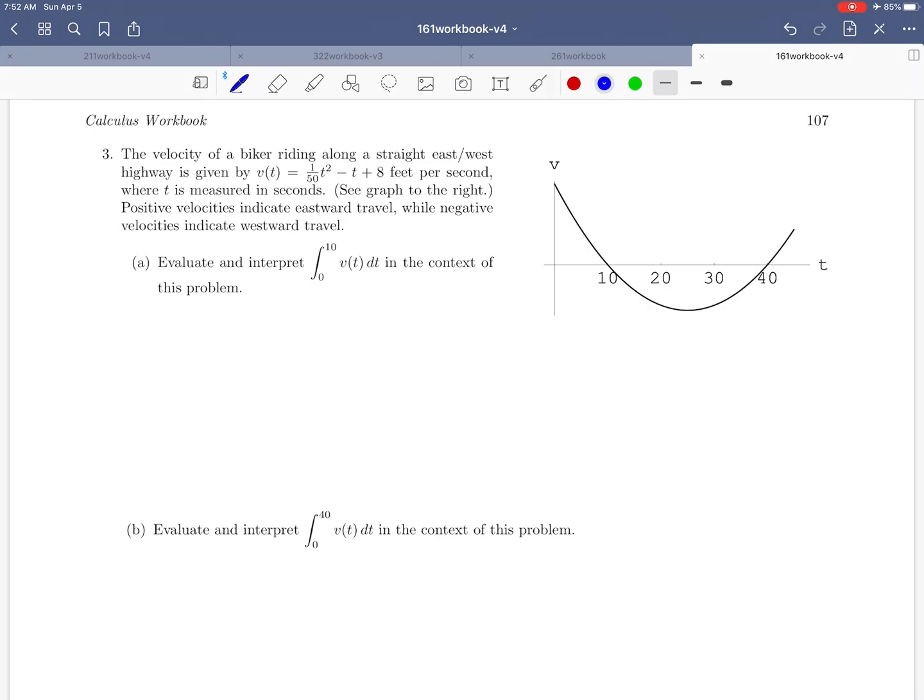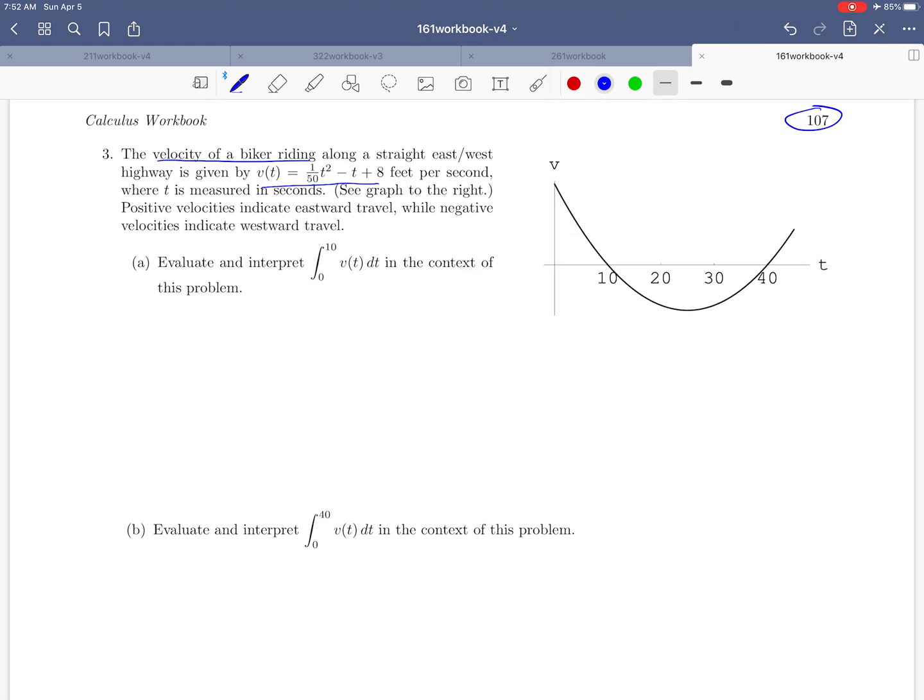Welcome everybody to exercise 3 on page 107 of the workbook. And here's another example of an applied problem involving definite integrals. Let's read this question together. They're giving us the velocity of a biker who's riding up and down a straight east-west highway, giving us a formula for the function right here and a graph of it over to the right.